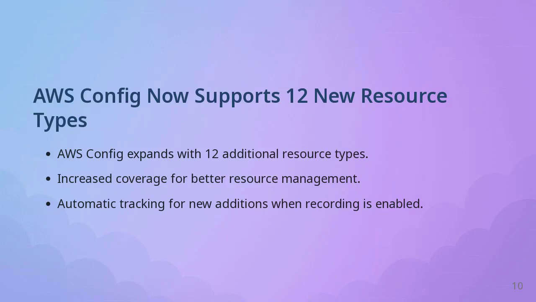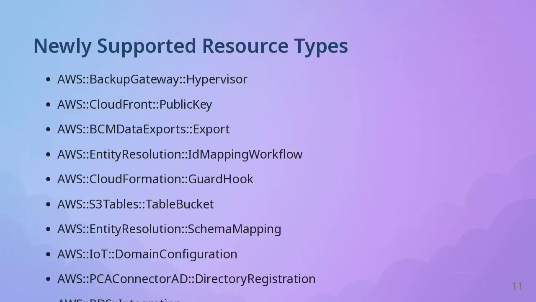Newly supported resource types include AWS Backup Gateway Hypervisor, AWS CloudFront PublicKey, AWS BCM Data Export, AWS Entity Resolution ID Mapping Workflow, AWS CloudFormation Guard Hook, AWS S3 Tables Table Bucket, AWS Entity Resolution Schema Mapping, AWS IoT Domain Configuration, AWS PCA Connector AD Directory Registration, AWS RDS Integration, AWS Bedrock Guardrails, and AWS Bedrock Knowledge Base.